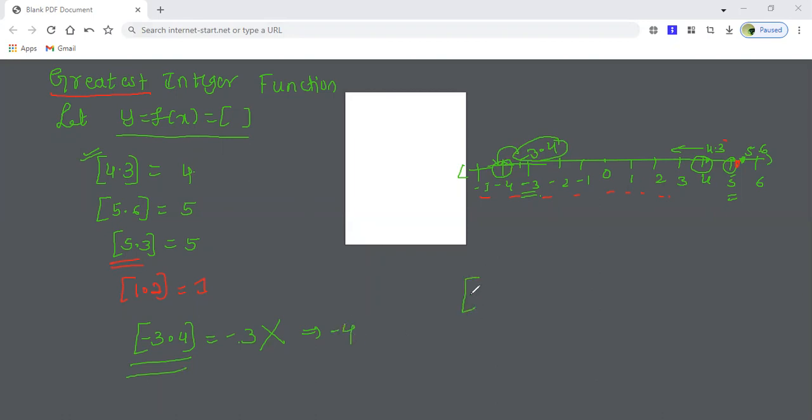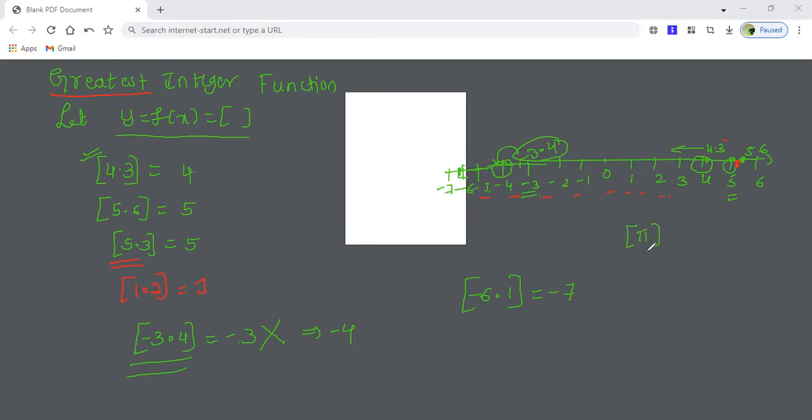Similarly, the greatest integer of, say, minus 6.1, if you want to write. Clearly you can see here it is minus 5, here it is minus 6. So minus 6.1 means here it is not minus 6, but it has to be minus 7. Like this, guys, this indicates the greatest integer of this function. Likewise, if we go further, what about the greatest integer of, say, a value like pi?